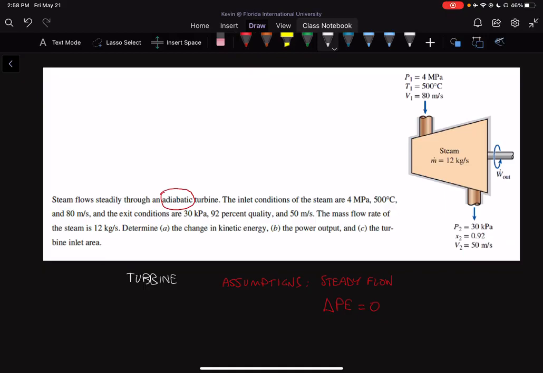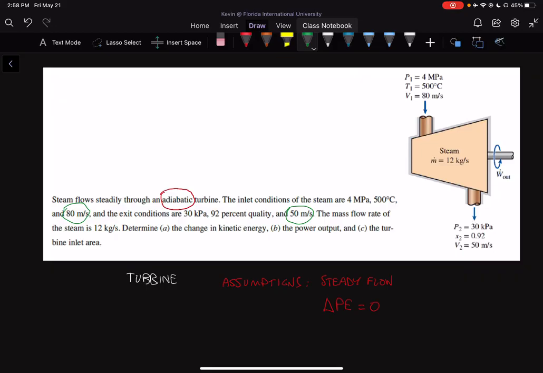We're not told anything about the height or anything like that, so we're going to assume that the change in potential energy is equal to 0. The change in kinetic energy is not equal to 0. We have two different velocities at the inlet and the exit, therefore we know that kinetic energy has something to do with this. And actually, part A of the problem tells us to find the change in kinetic energy.